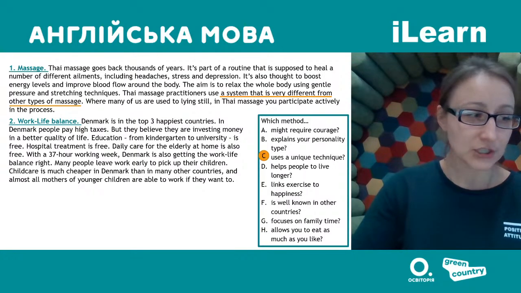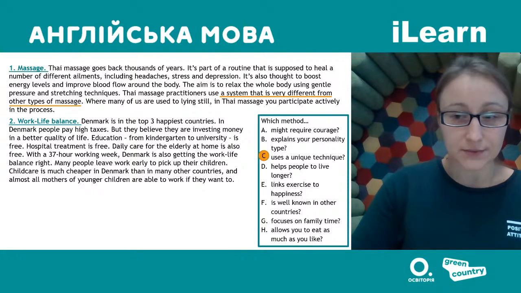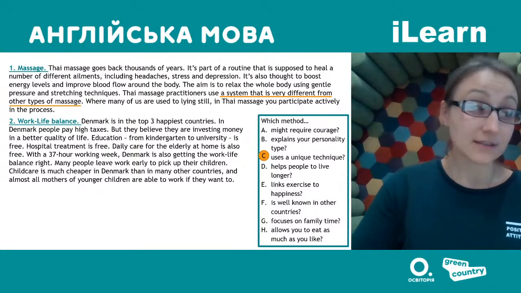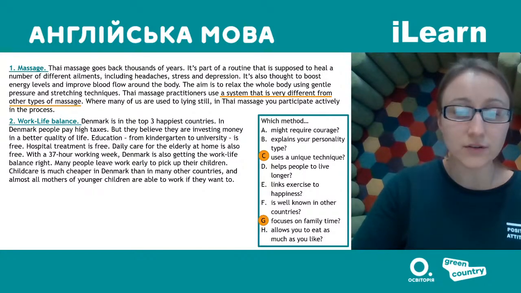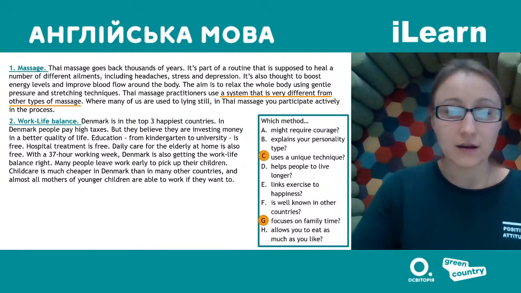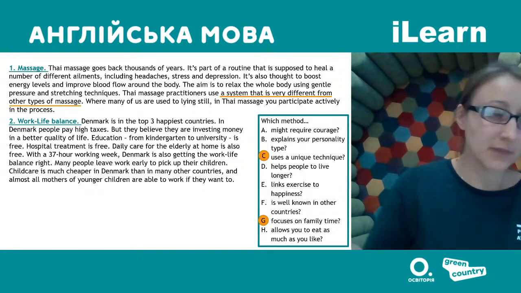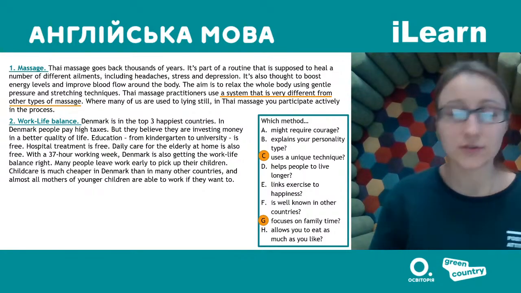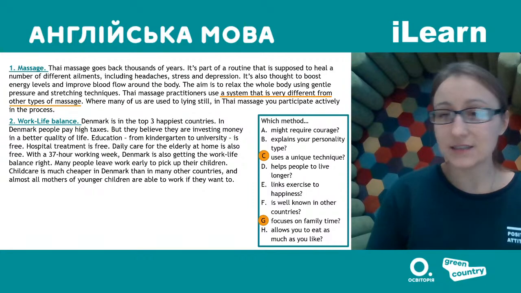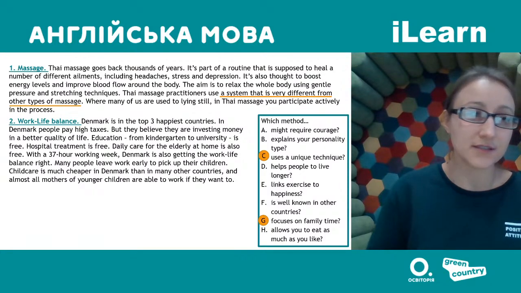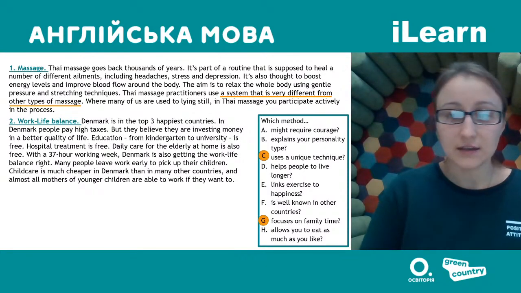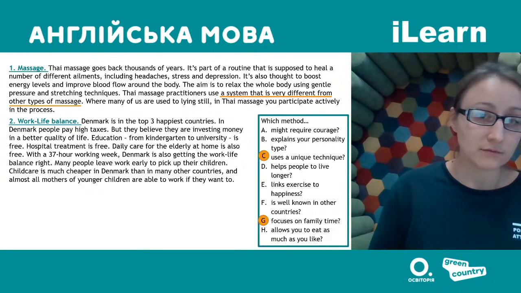Maybe F, G. So, yes, I see the correct answer. It's actually G, focuses on family time. Yes, this method, work-life balance, doesn't require any courage. Yes, it doesn't explain any personality. There is nothing about personality, nothing about living longer, да?